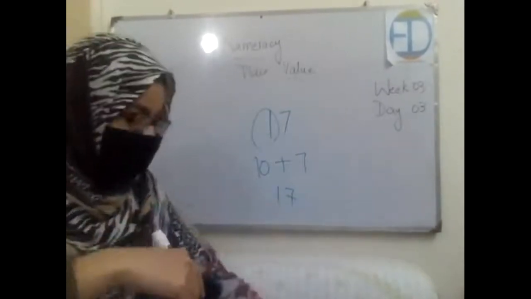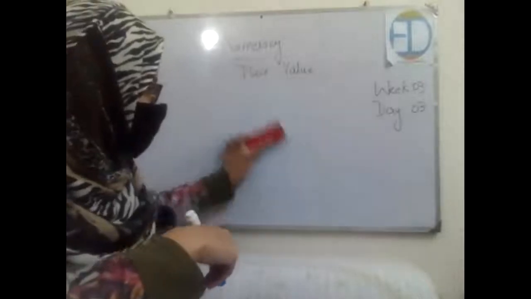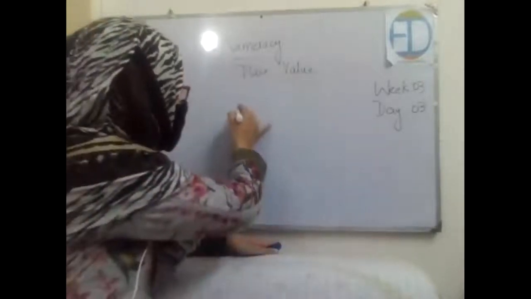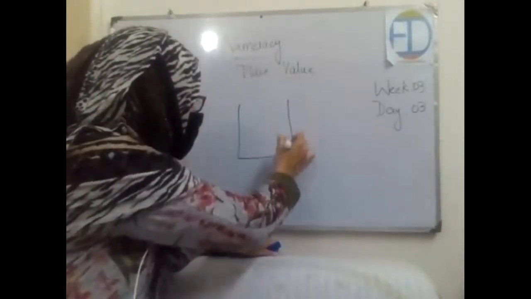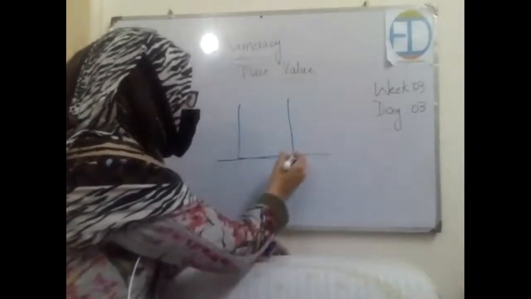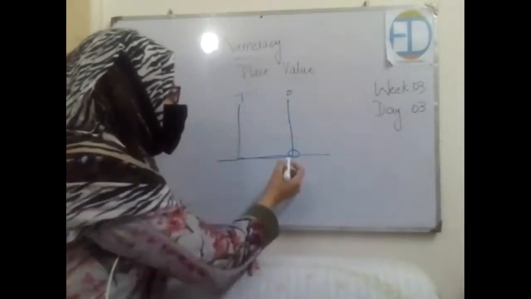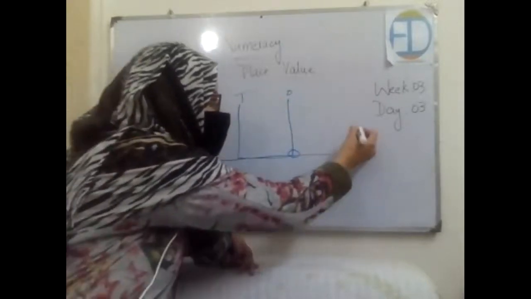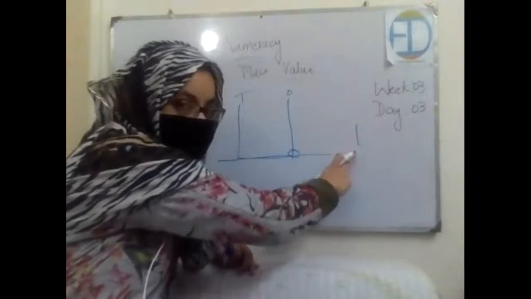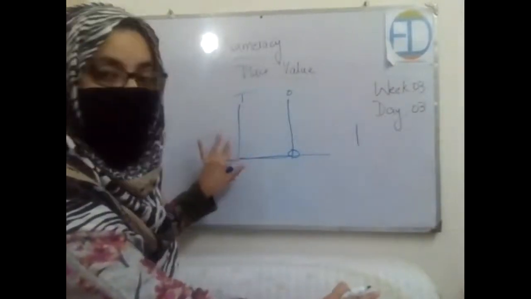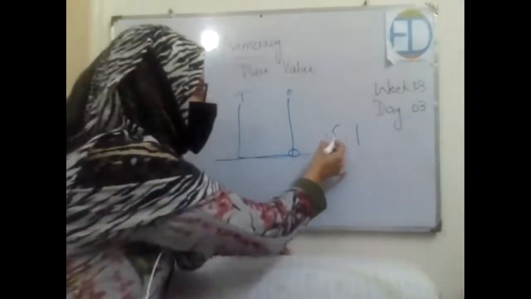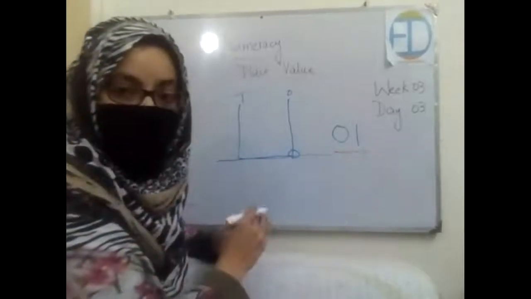Let's look at the first one. The abacus looks like this, right? There is only one bead over here and there is no bead over here, right? So how many ones are there? I asked you to write it on the left hand side. And how many beads are there in the tens column? None, so you will be writing 0. So the answer is 1.